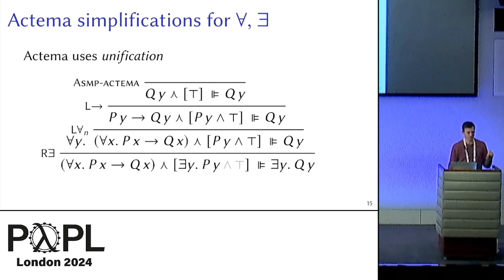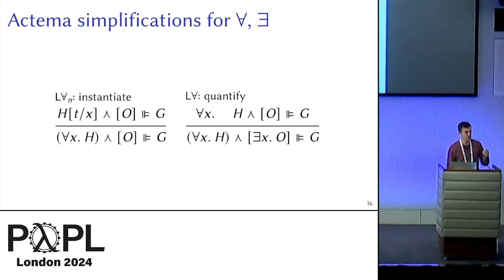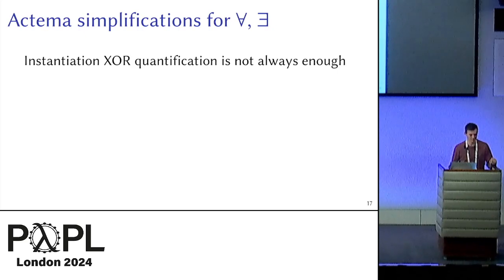Now, this means we have two rules for when either the goal is an existential quantification or the premise is a for all quantification. We can either instantiate it with a concrete t, or we can quantify. And this turns out to be not always enough.